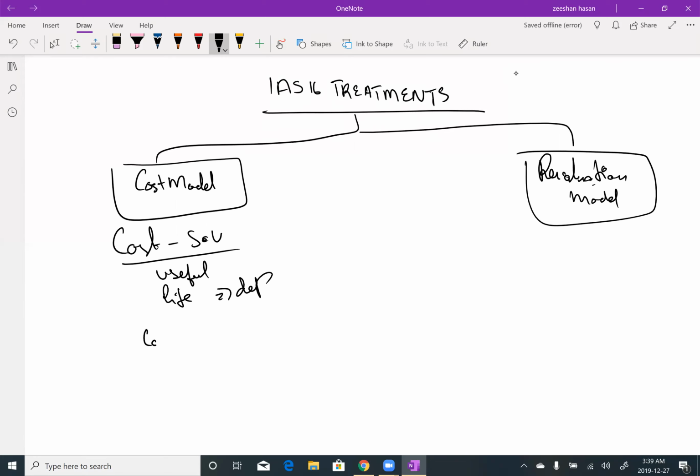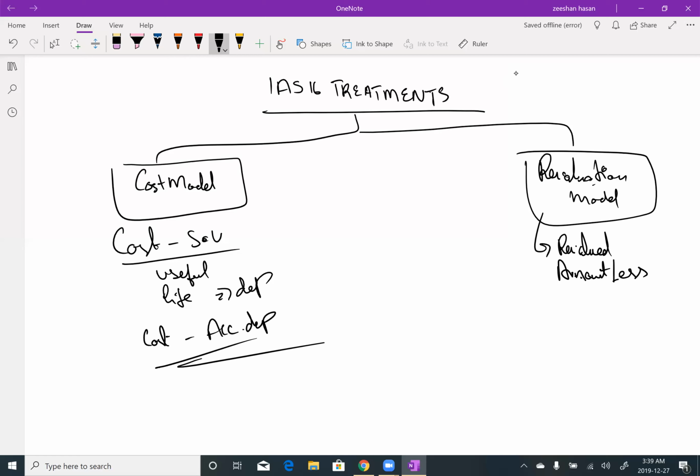And then we have revaluation model. And in revaluation model, actually, the property, plant and equipment may be carried at the revalued amount, or you can say that we will carry asset at revalued amount less any accumulated depreciation. Revalued amount or market value less any accumulated depreciation.